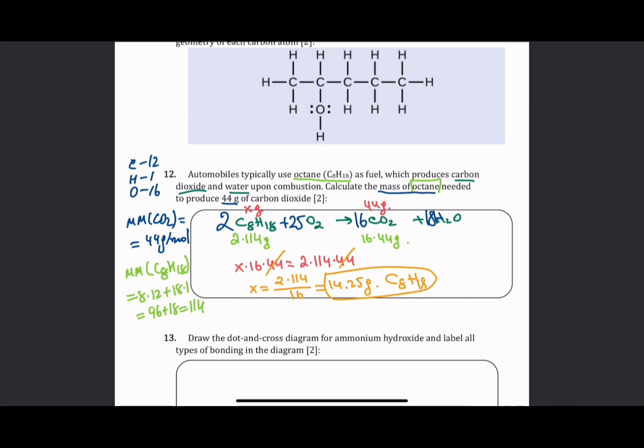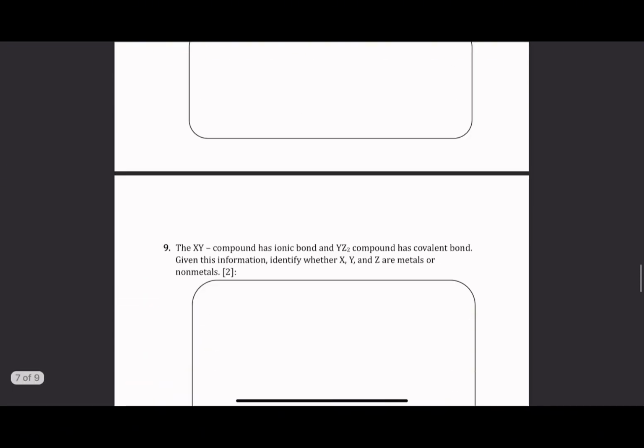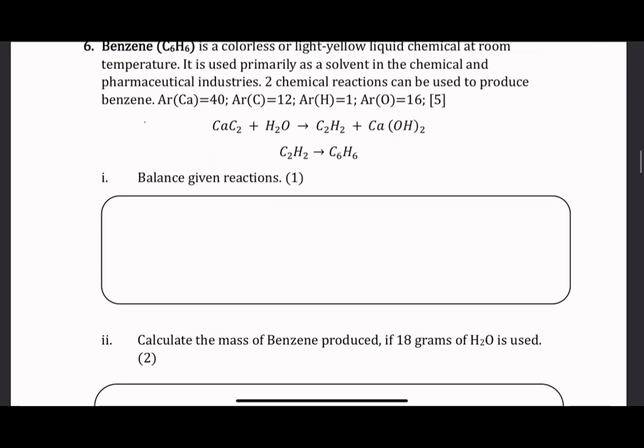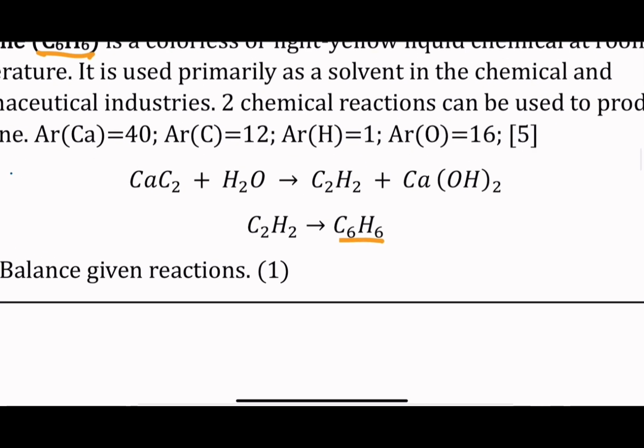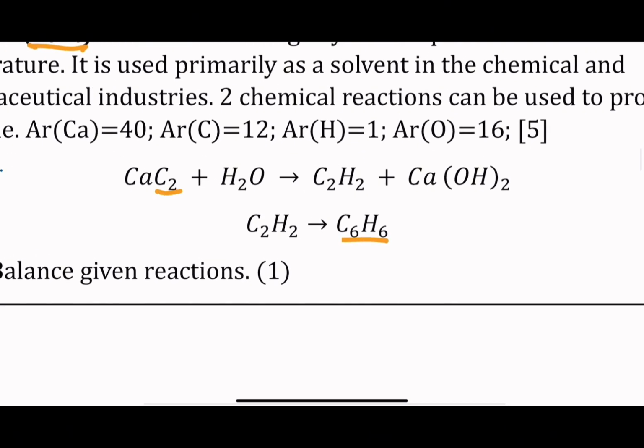Now, once we did that, we're going to go back to here, to question 6. In question 6, it is talking about benzene. Benzene is the product here, right? It tells us to, first of all, balance the reaction. When we balance it, we say that we have 2 carbons here. We have 2 carbons. Calcium, we have 1, so calcium and carbons are good.